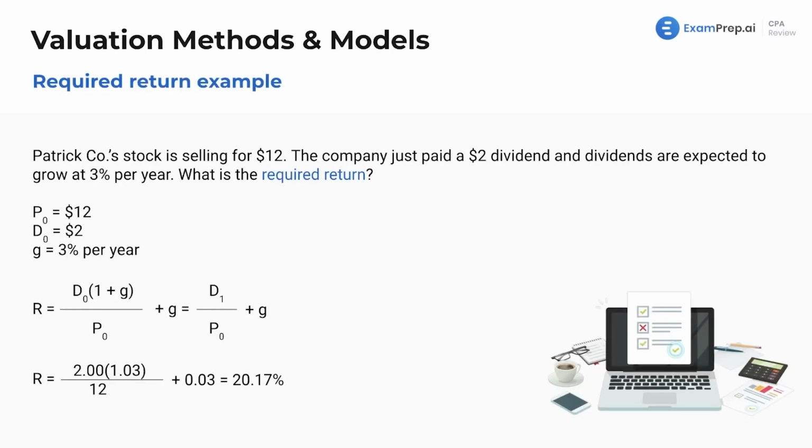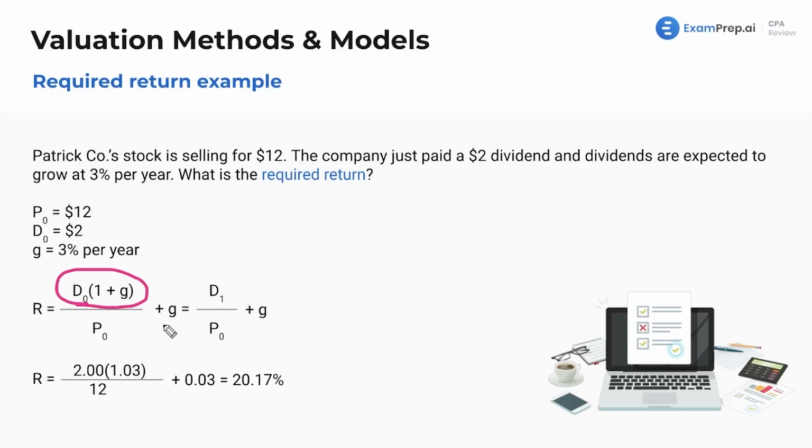What's the required return? We've seen this involving break even, right? So the stock is selling for $12. The company just paid a dividend, and dividends are expected to grow at 3% per year. What's the required return? And here is our formula. It's honestly quite similar, but it is a different formula to memorize. Now, we have on the numerator D0 times 1 plus the growth rate. However, on the denominator, we now have the current price plus the growth rate. Just a little bit of a different formula, right?